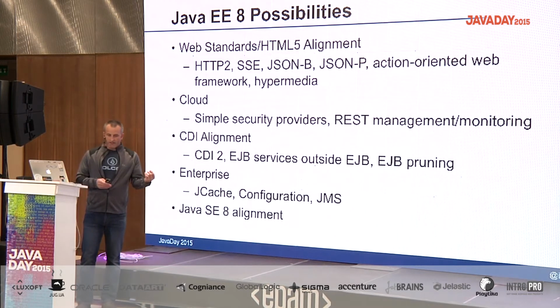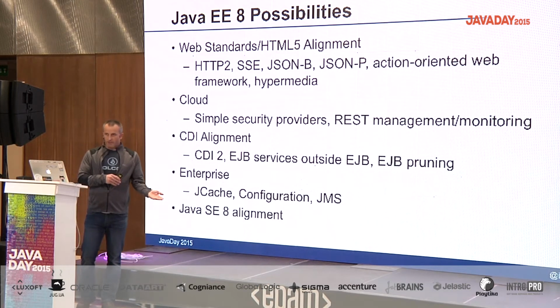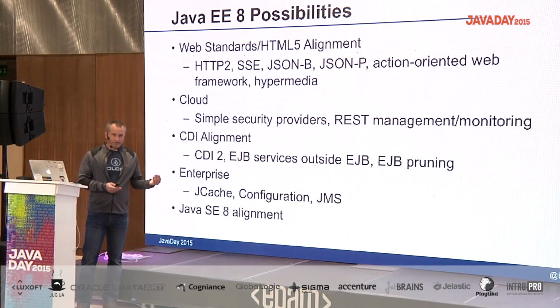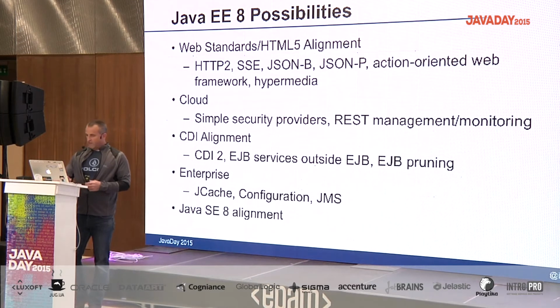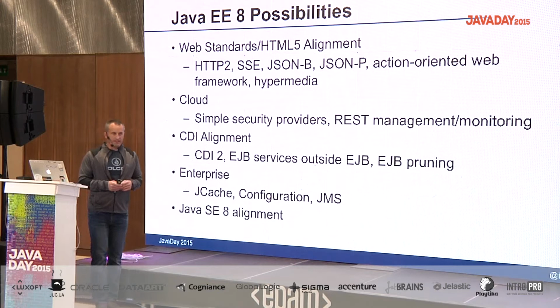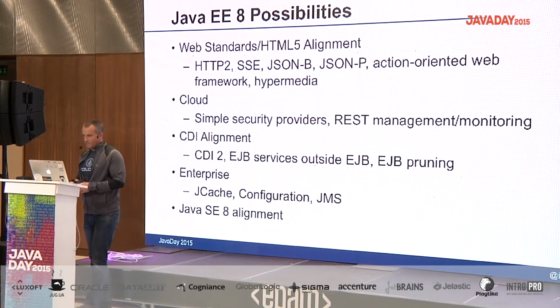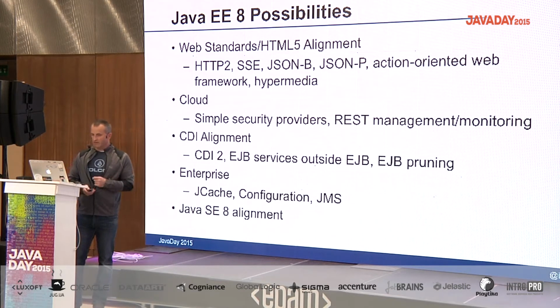And as I said, the CDI alignment will continue. EJBs will be updated. We'll implement caching in JCache. And also make use of the Java SE 8 features, such as Lambda expressions. So we can maximize the use of these in the Java EE world as well.